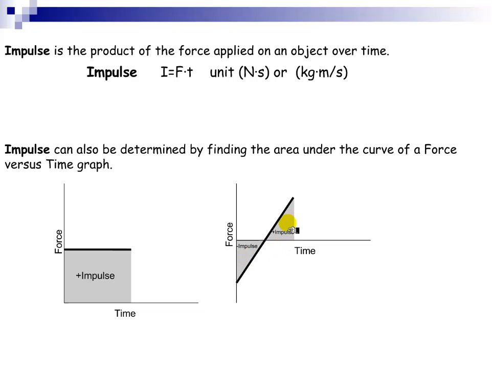This impulse from this area is positive because that's a positive force times the time. Because they're triangles, remember, we're going to use base times height divided by 2. In rectangles, we just use base times height. So again, the whole idea is we have to look at the areas, and positives and negatives matter.